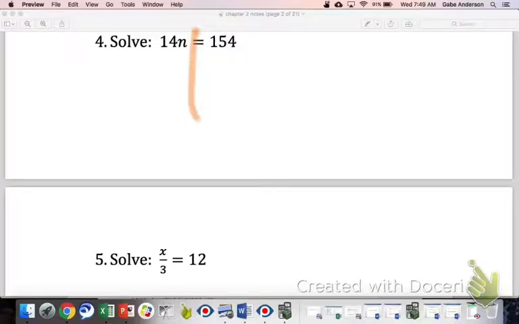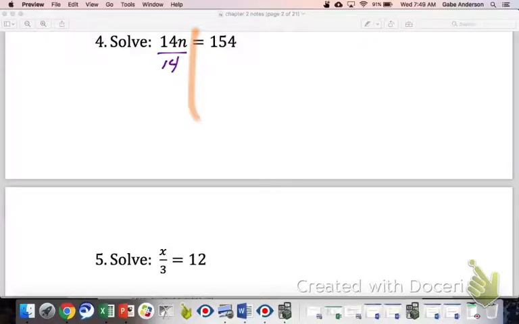Because, hold on, go back. You said divide by 14n, not 14n. Remember, what we're trying to do is separate the 14 and the n. So if I divide by 14n, aren't I keeping them together? Yeah. So I don't need to divide by 14n. I need to divide by 14. There you go. All right, so we divide this side by 14.